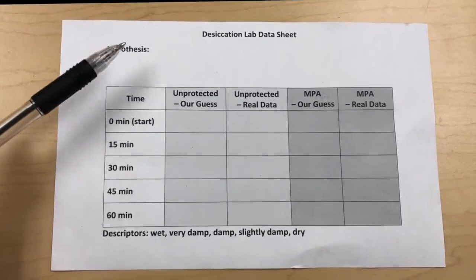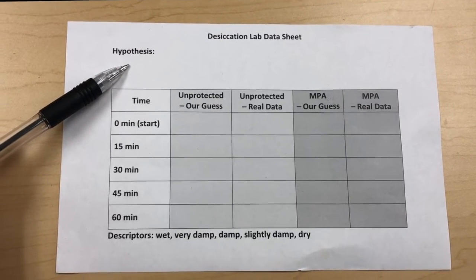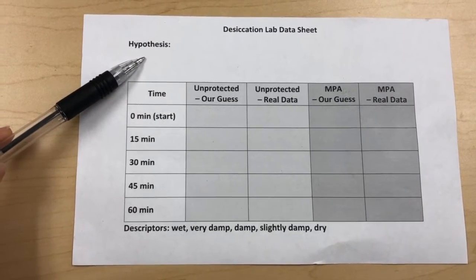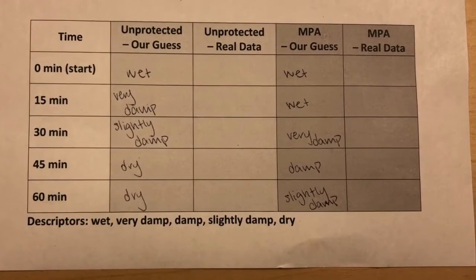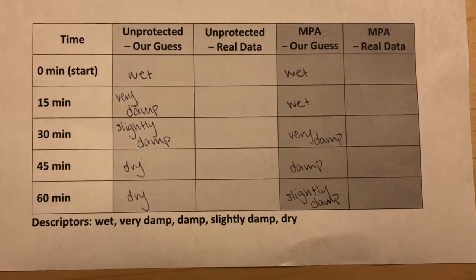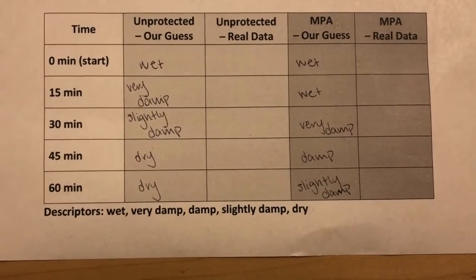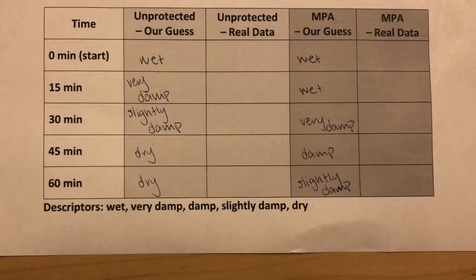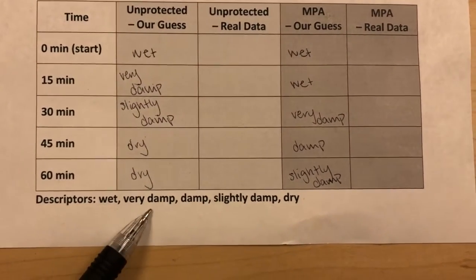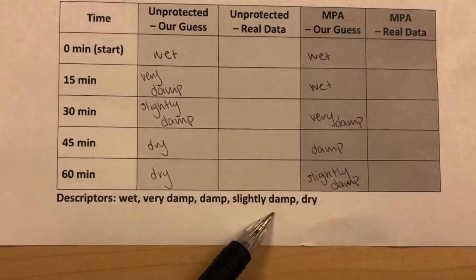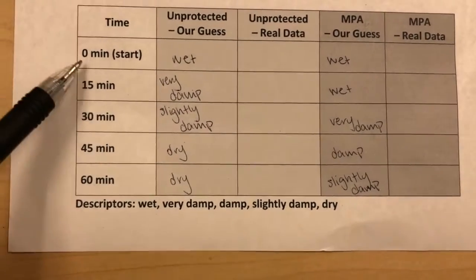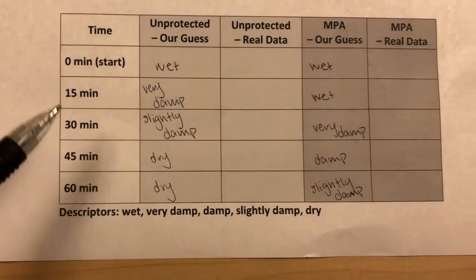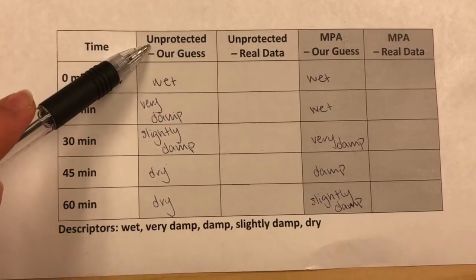On these sheets, have your students make a hypothesis about what they think will occur in both the MPA model and the unprotected model. Then, have students make predictions about how long they think it will take each sponge to dry out by guessing whether each sponge will be wet, very damp, damp, slightly damp, or dry for each time interval. Fill this out under our guess column.